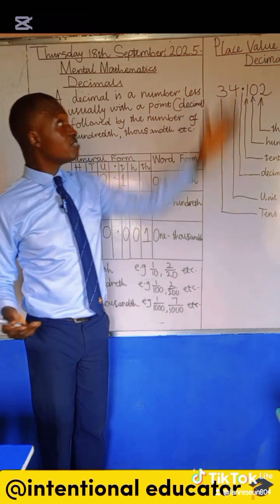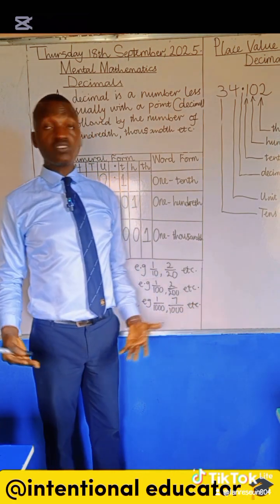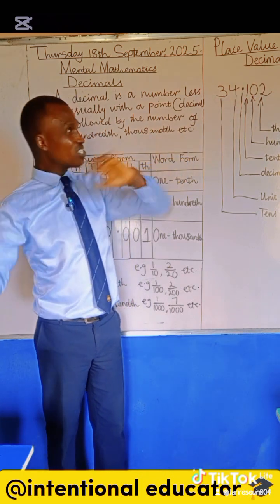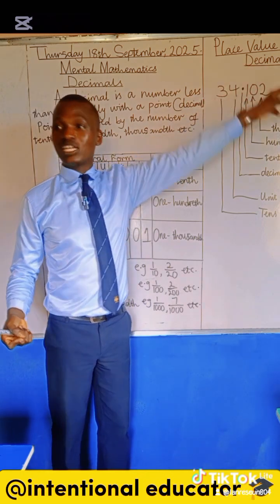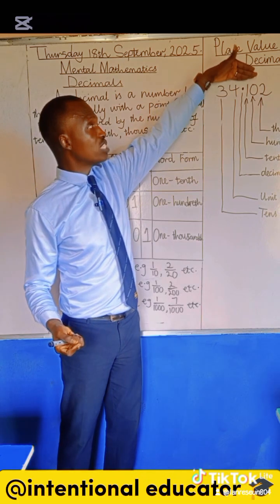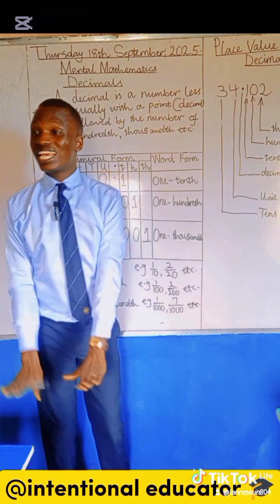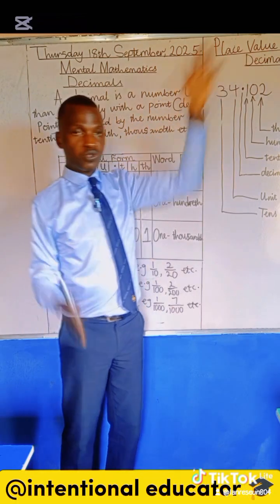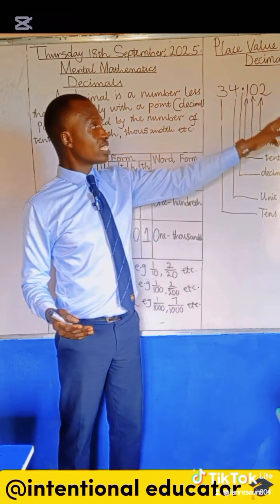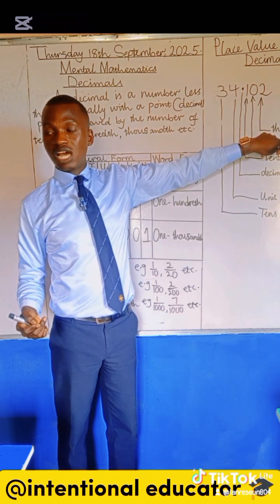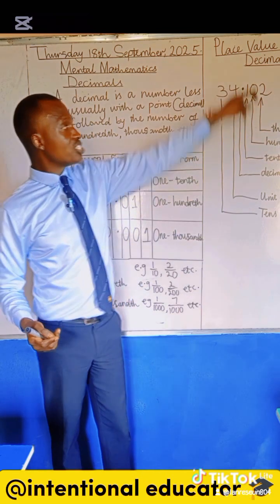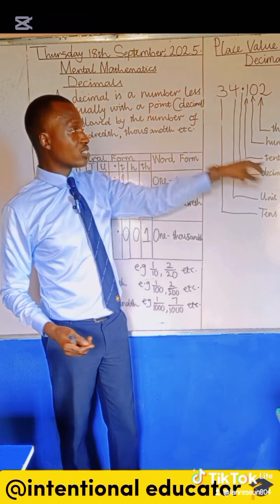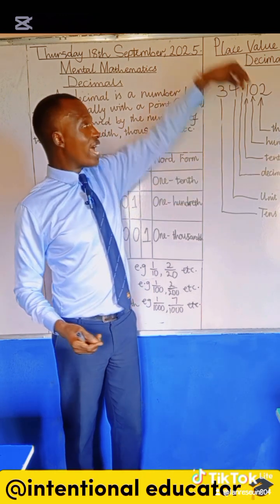Now, there's a chart here, place value of decimals. The example of the number we have here, 34.102. You cannot say thirty-four point one hundred and two. Why? Because every number that comes immediately after the decimal point is less than 1. So we have 34.102. To start with, the 2 here stands for what? Class? Thousandth. Okay, then the 0 here stands for what? Hundredth. Then the 1 stands for what? Tenth.